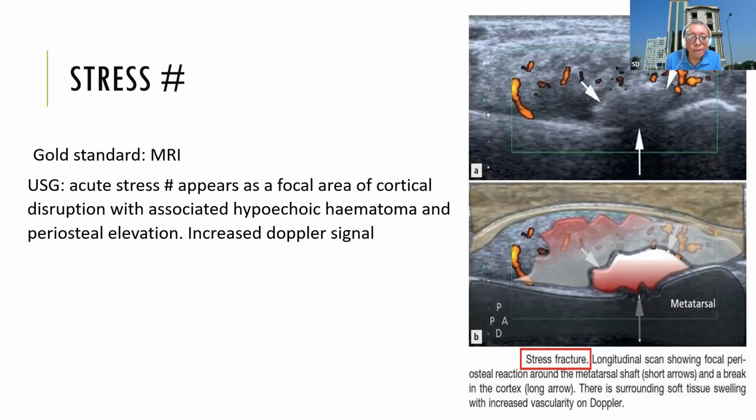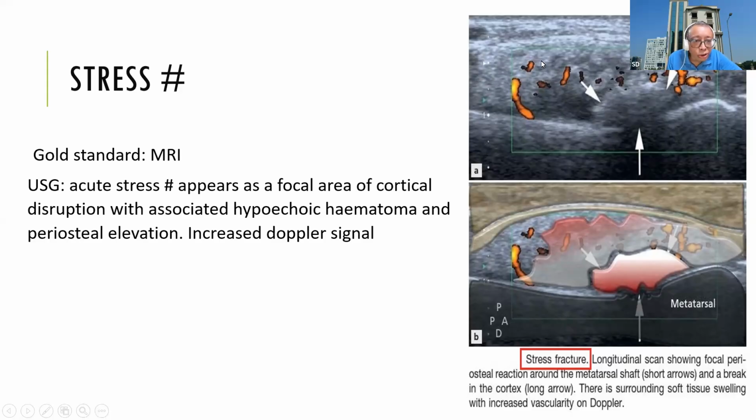On ultrasound examination, we can see a break in the cortical. In the picture, this is the normal cortical architecture of the bone, but suddenly you can see breakage of the cortical part of the bone. This is one of the signs of stress fracture of the small bones of the foot. There can also be hematoma over the fracture, and we can also see periosteal elevation. If you see nicely here, the two upper arrowheads are showing the elevated periosteum just over the stress fracture.